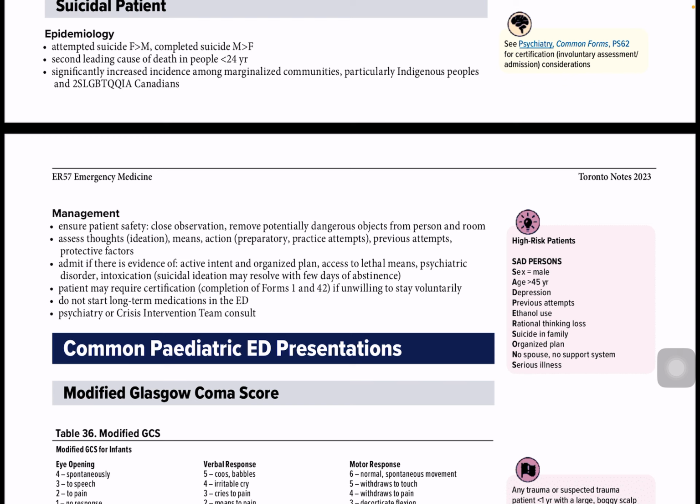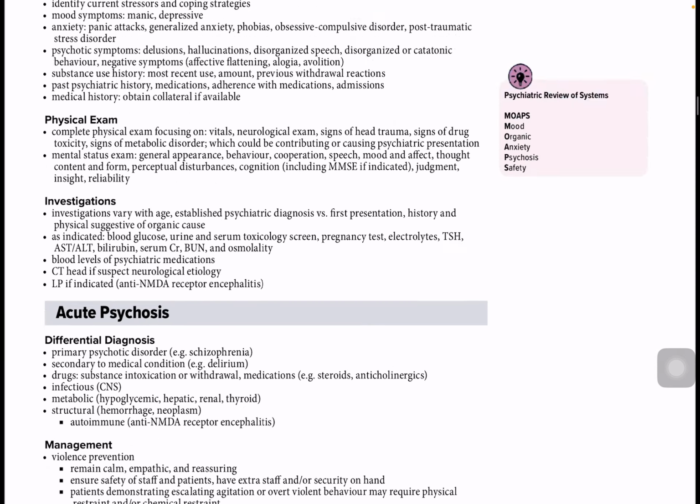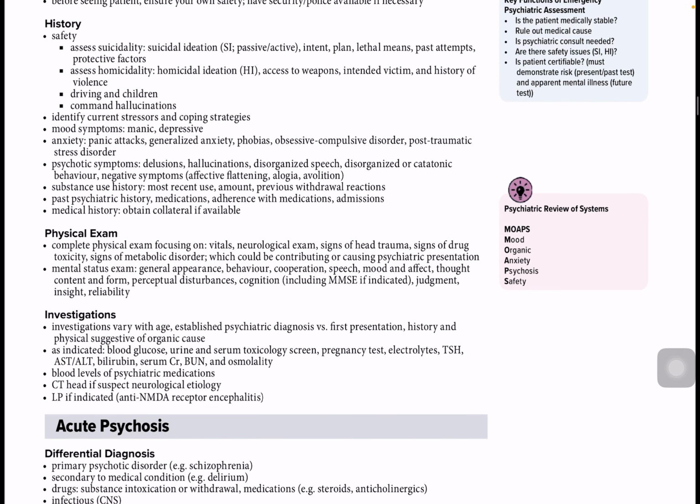Ethanol use, rational thinking loss, suicide in the family. If the patient has a history of suicide in the family, he will be at risk of suicide again. Organized plan, no spouse, no support system, serious illness. So these are the risk factors for a patient who can commit suicide, right? So this is something that you have done, let's say, okay.